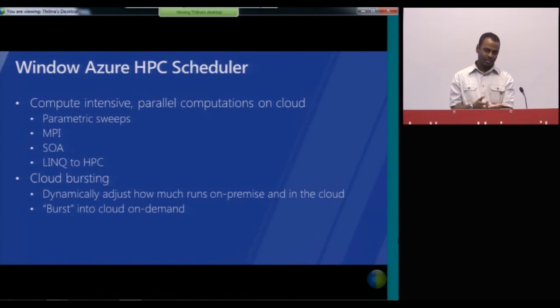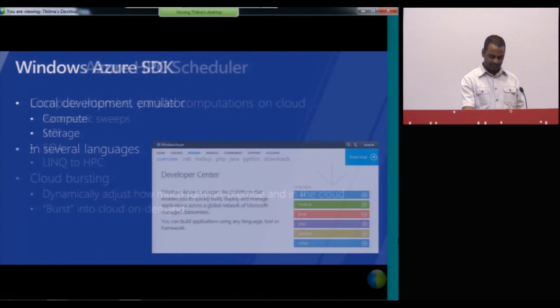So whenever you submit a job to the HPC scheduler in your local cluster, if your local cluster does not have enough resources, it will automatically provision instances in the cloud and then use them for the computation. Yep.